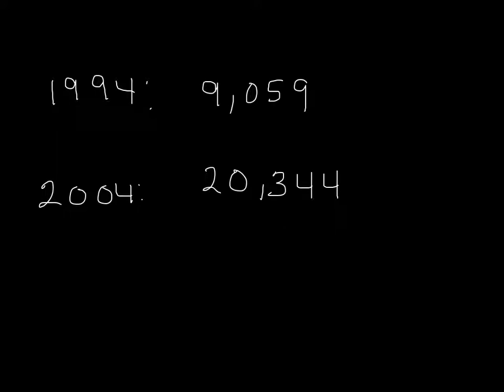Listed above are the reported numbers of runners for the 1994 and 2004 Boston Marathon runs. So it states that in 1994 we had 9,059 runners. In 2004, 20,344. Give a thumbs up if you think this is the exact number of people who actually ran. Give a thumbs down if you think this is probably an estimate. Get ready to share why you think it's an estimate or an exact answer and how you think they came up with these numbers. So thumbs up if it's exact, thumbs down if it's an estimate.